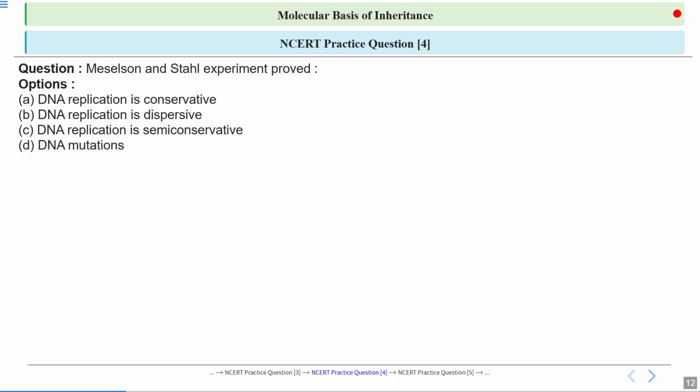The next question: the Meselson and Stahl experiment proved what? What are the options? Option A, DNA replication is conservative. Option B, DNA replication is dispersive. Option C, DNA replication is semi-conservative. And option D, it proved that mutation occurs in the DNA. What is the correct answer here?